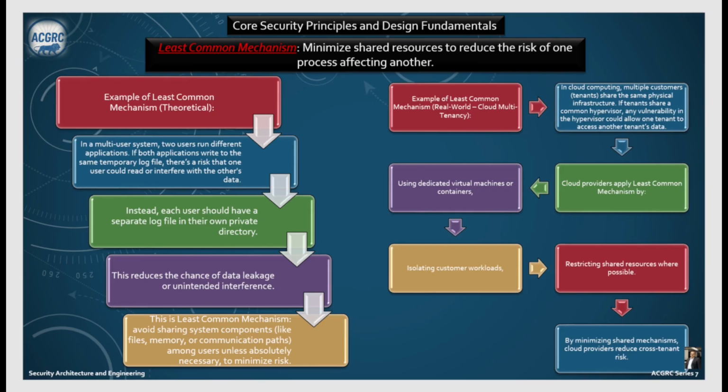Next, least common mechanism. Minimize shared resources to reduce the risk of one process affecting the others. Well, let's take an example to understand this a little better. In a multi-user system, two users run different applications.